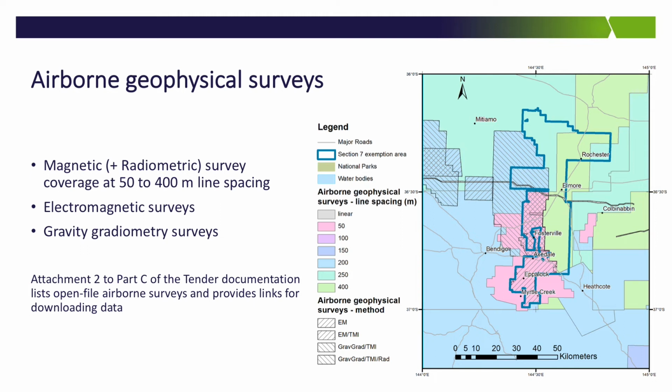You can use Geoscience Australia's Geophysical Archive Data Delivery System, also known as GADS, to download the airborne magnetic data, but that won't contain the most recent surveys. And so in the tender document, we have provided a list of the open file airborne surveys and links for downloading that data.